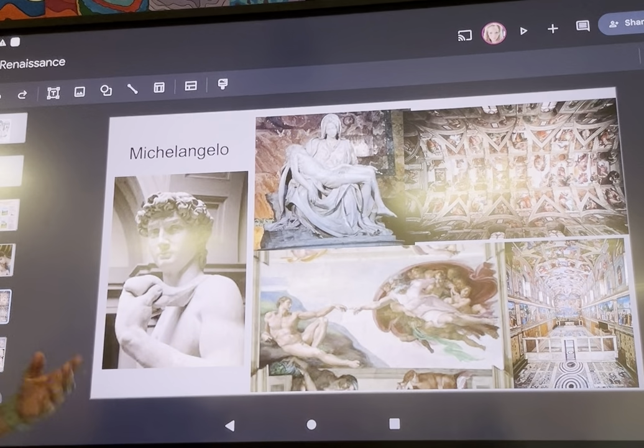And then 26 years later, he finishes the ceiling and he paints this side right here, the back wall. That's called the Last Judgment. So he does this in his early 20s. He does this in his 40s. And this is where they have this conclave of cardinals where they vote in for the Pope.